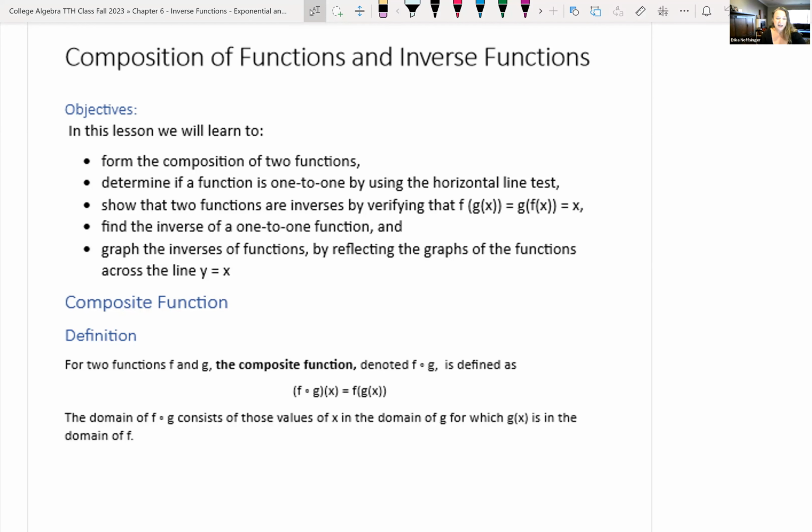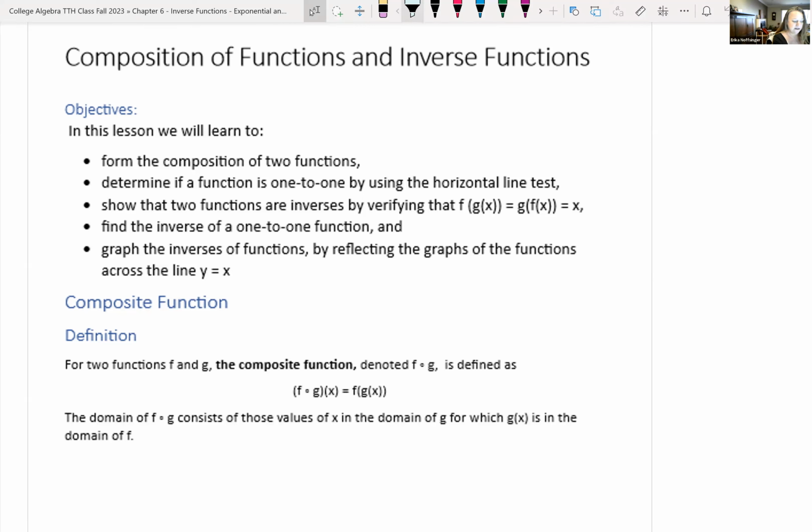Now we're going to look at compositions of functions and inverse functions. You've really been doing compositions of functions before when we were looking at that difference quotient, f of x plus h, plugging in x plus h wherever you saw an x, minus f of x, all over h. That was kind of like dealing with a composition of functions. Maybe g of x was x plus h, and you plugged that in wherever you saw an x in f of x.